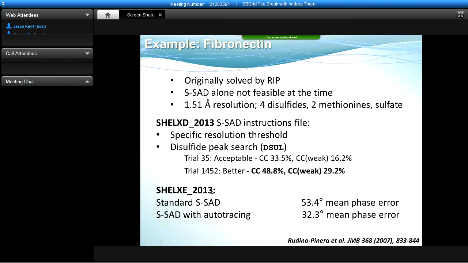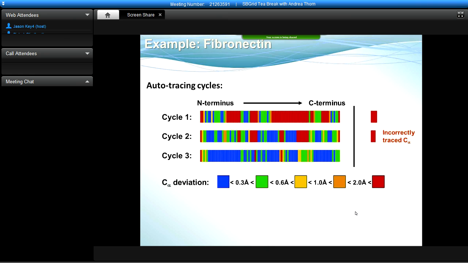If we then run SHELXE 2013 as a standard sulfur SAD density modification, we get a mean phase error of 53 degrees. However, if we employ auto tracing as well to improve the density modification, we get a much lower mean phase error, and it can be taken for relatively sure that this map will be much nicer to build in than that one. So the auto tracing really improves the phases here.